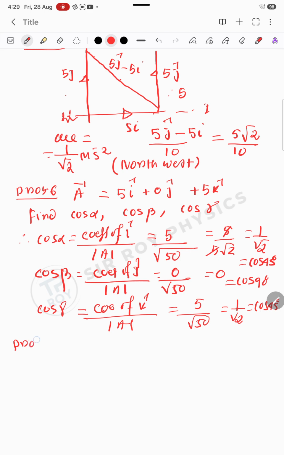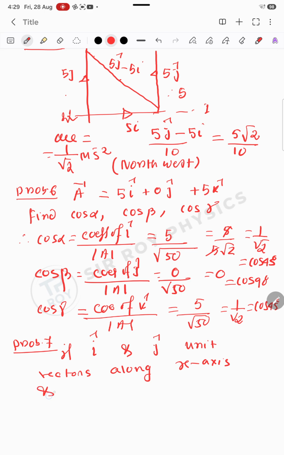Problem number 7. If i and j are unit vectors along the x axis and y axis, what is the magnitude of i plus j? Find out the magnitude of i plus j.